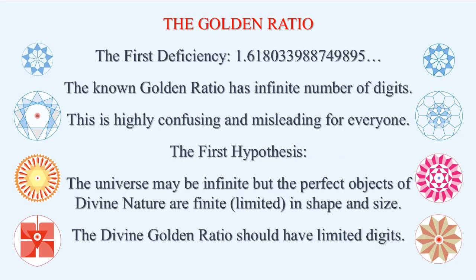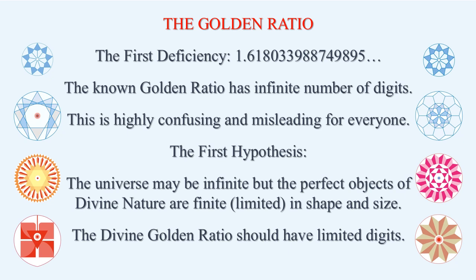The golden ratio: the first deficiency which I have with 1.618, I have told you already, is that it's too simple. But this is much more accurate, much better. But the first deficiency with respect to this particular number is that it has an infinite number of digits. It's confusing and misleading. We can't apply it in day-to-day life. So what could be the rectification of the first hypothesis we have? The universe may be infinite, but the perfect objects of divine nature are finite or limited in shape and size. Hence, the divine golden ratio should have limited digits only. Not too many digits, not too little, or too much. We should have something which is truly perfect or impeccable in every way.